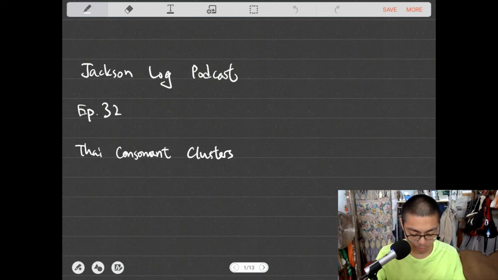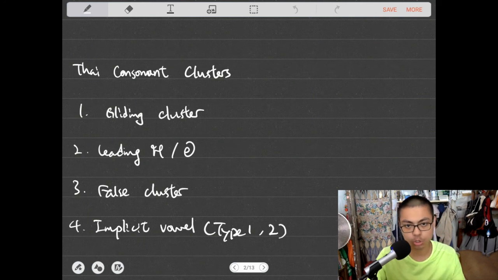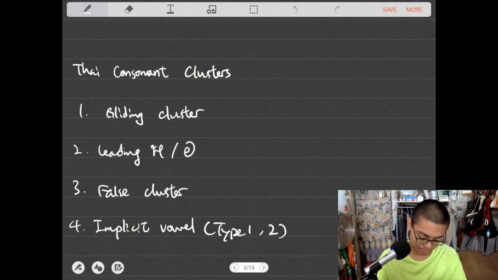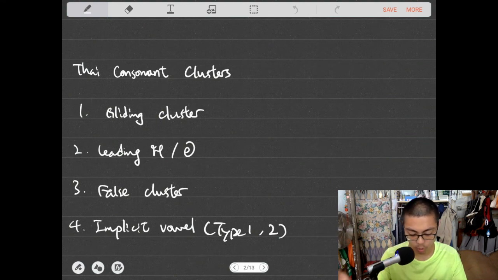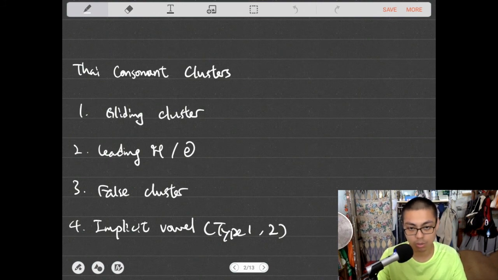So this is episode 32, Thai consonant clusters, and today I will talk about four types of Thai consonant clusters. The first one is gliding cluster. The second one is leading ho hip and leading o ang. The third one is false cluster, and the final one would be implicit vowel. For this one, we have type 1 and type 2, and you will see what I mean by that.